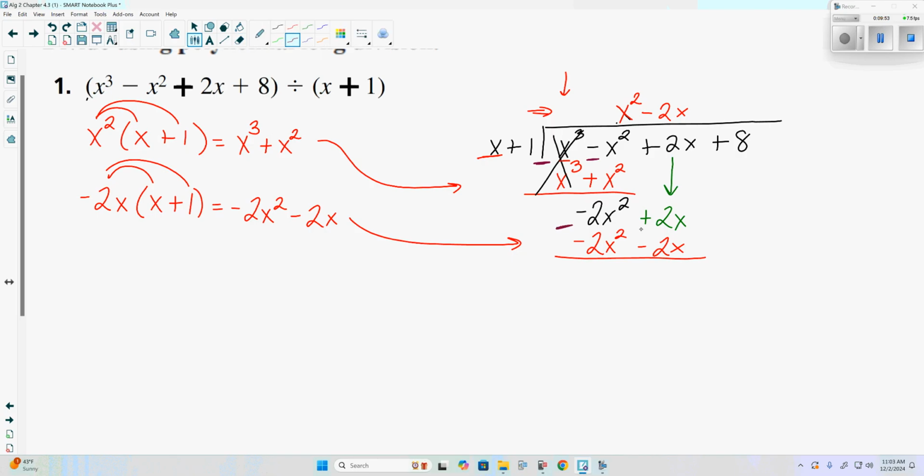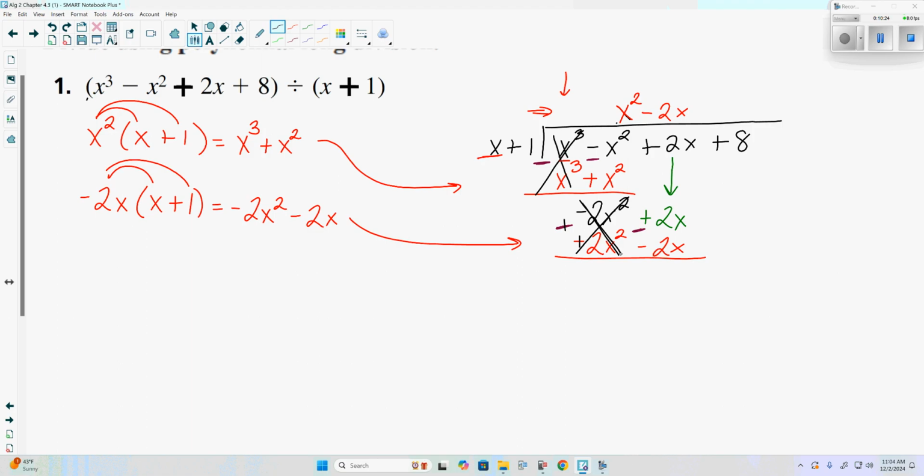Again, we're going to subtract, because we want that first term to cancel each and every single time. Negative 2x squared minus negative 2x squared. Negative 2 minus negative 2. Well, really the negative makes a plus. And negative 2 plus 2 is 0, yes?